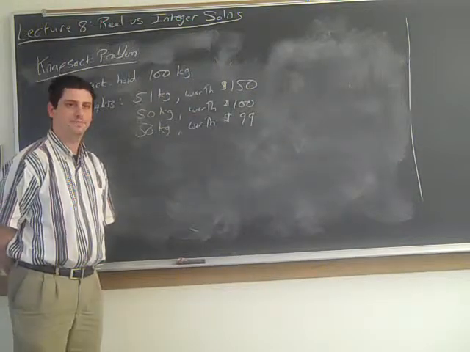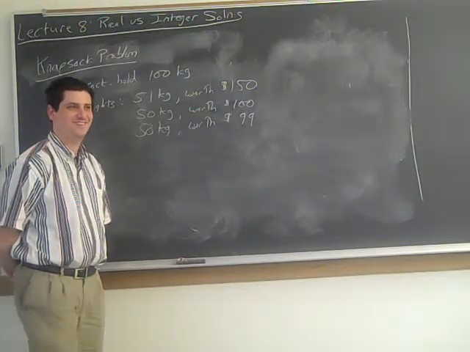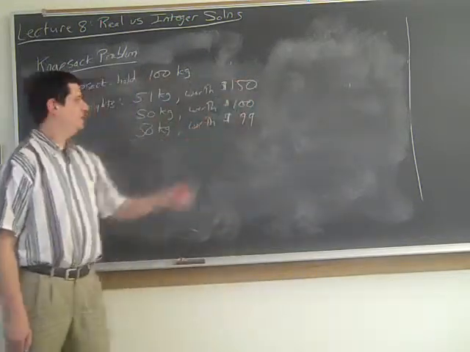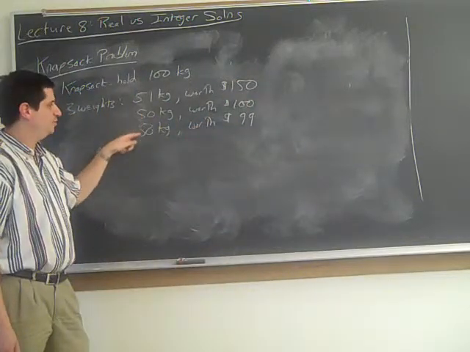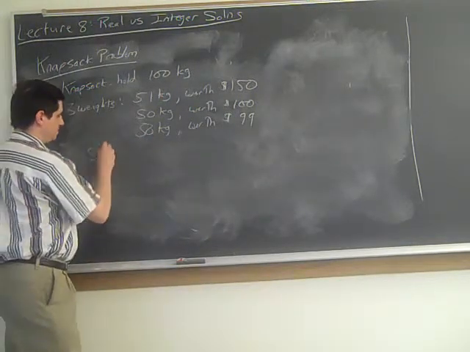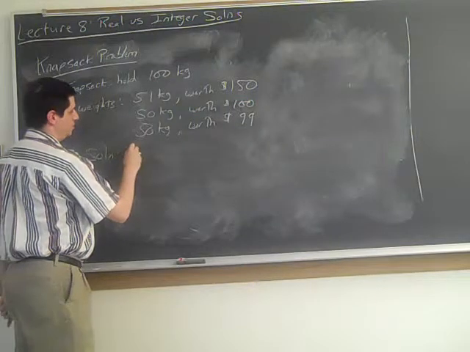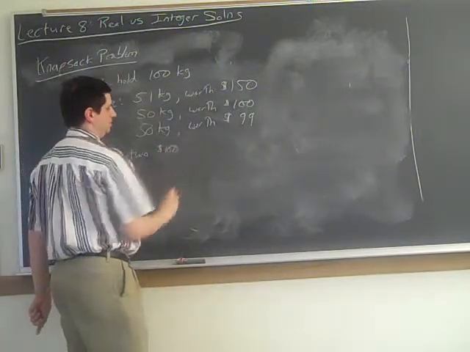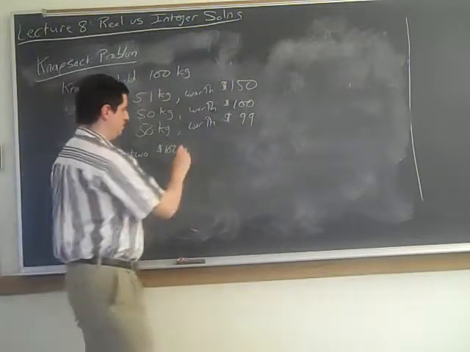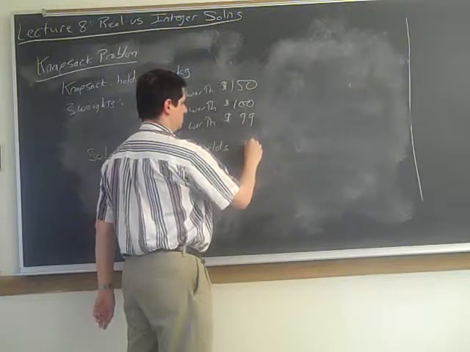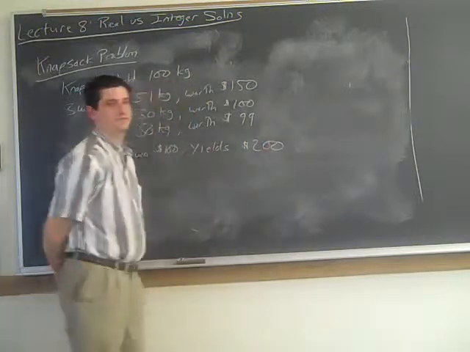Why? Because then we can only put in 51, and that would only give us $150. If we choose two of these, we get 200. If we choose two of these, we get 198. So the solution is two of the $100 weights, and this yields $200 in our knapsack.